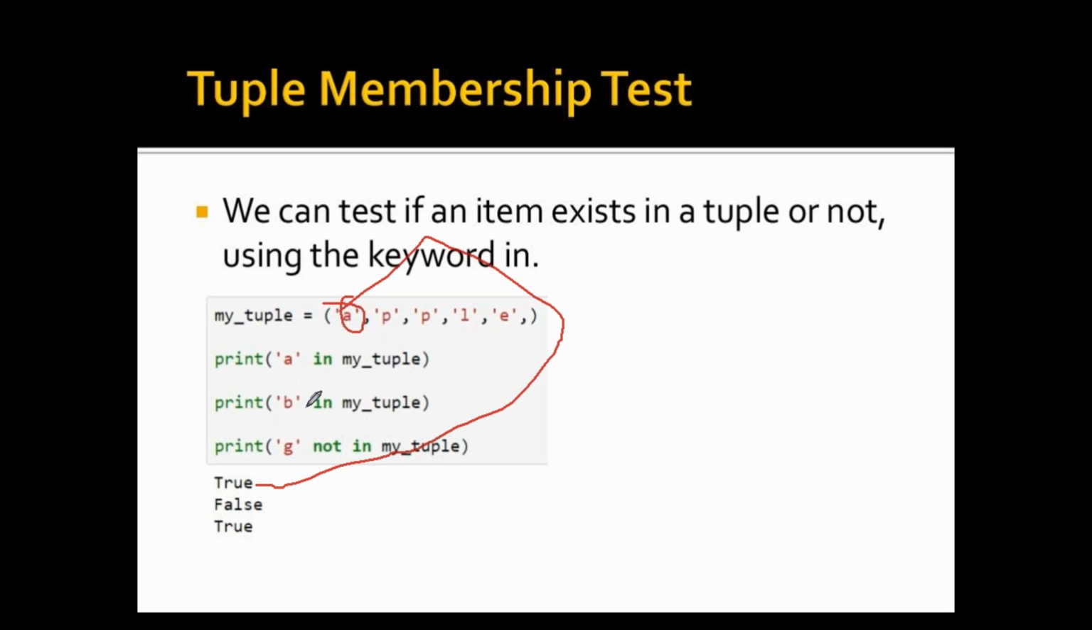Next, B in my tuple. Is B available in the tuple? No. So false will be displayed on your screen. Now print G not in tuple. G is not available in the given tuple, but here the operator is not in. Minus minus, that would be true. So true will be displayed on your screen.